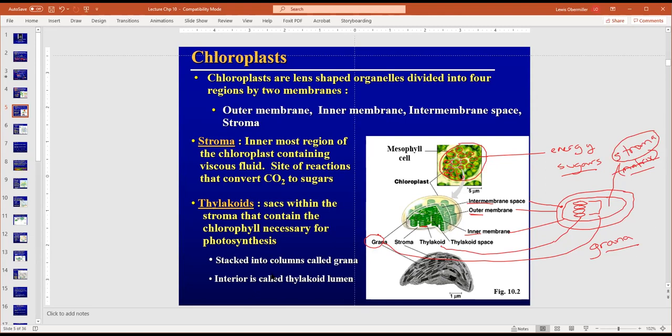And this is just parts of it. The inside of the thylakoid itself is called the lumen of the thylakoid. And we covered a lot of this in chapter 6. So this is probably just a review, or hopefully it's a review.